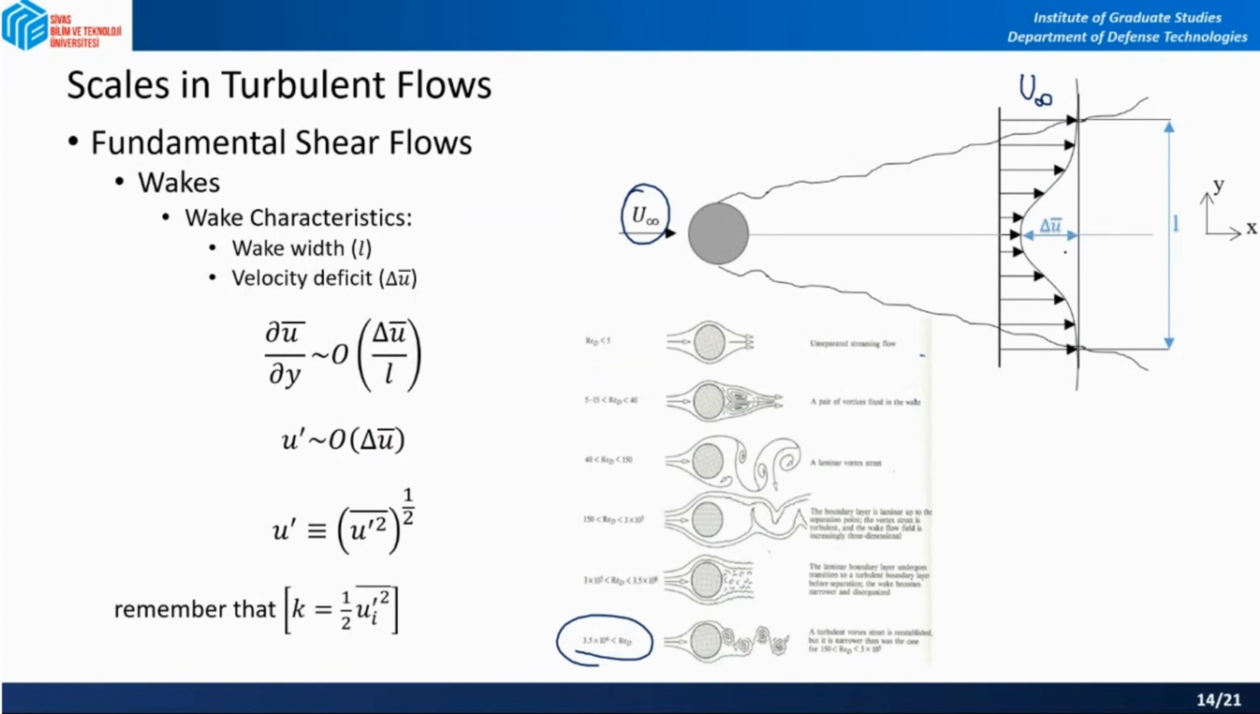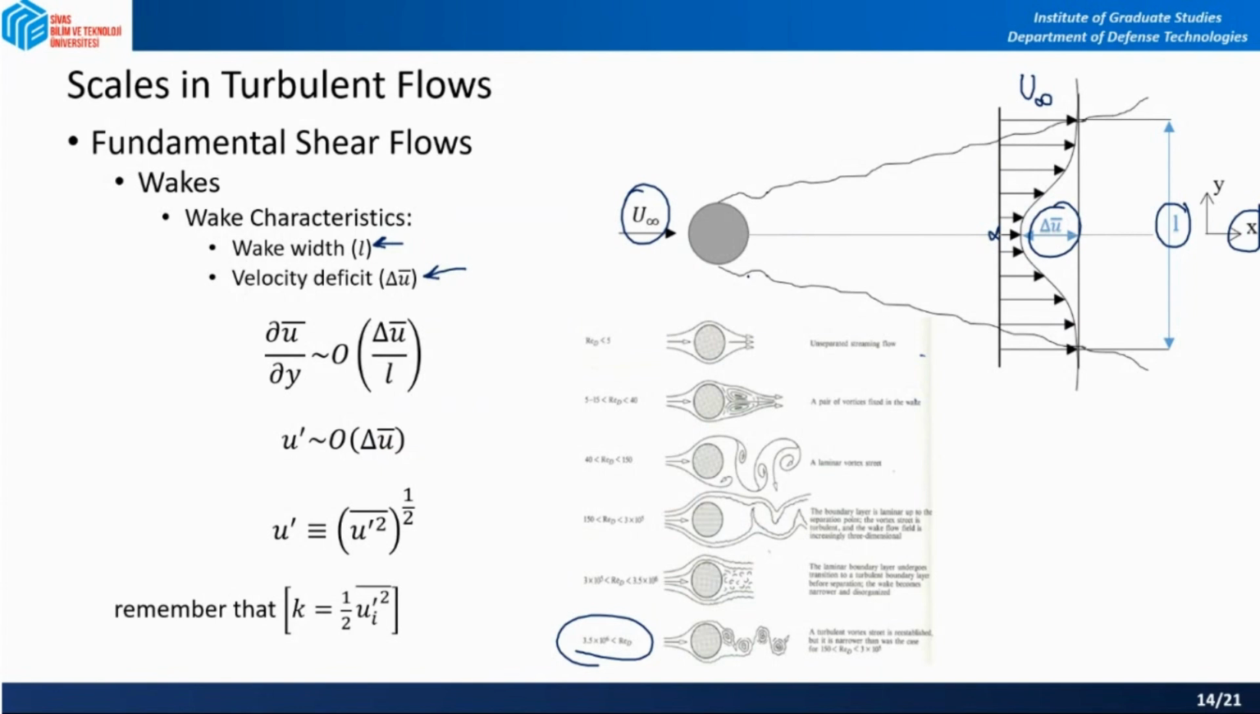Generally, the wake is characterized by the wake width, which we show by L here, and the maximum decrease in velocity, or velocity deficit, which is called delta U bar. As you see, at each location of x, for example here in this location of x, the wake has its specific width and its specific velocity deficit.